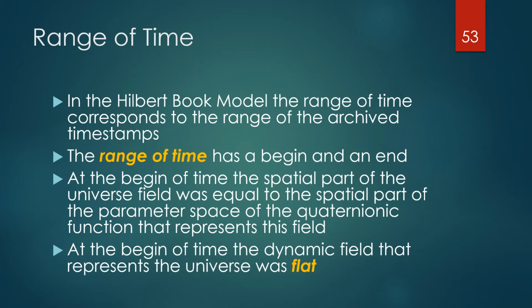Range of time. In the Hilbert Book Model, the range of time corresponds to the range of the archived timestamps. The range of time has a begin and an end. At the begin of time, the spatial part of the universe field was equal to the spatial part of the parameter space of the quaternionic function that represents this field. At the begin of time, the dynamic field that represents the universe was flat.